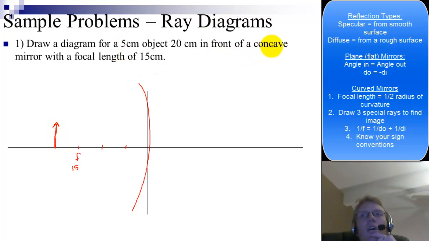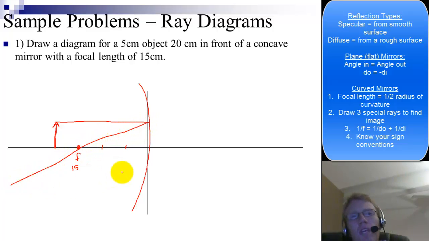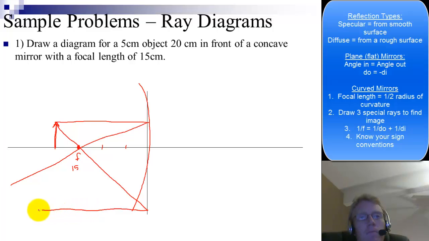Okay, this is a concave mirror, so the focal point is here in front of the mirror. And our 3 special rays. The first one says, if you come in parallel, you bounce out through the focal point. So this one is going to bounce out through the focal point. The second one says, if you come in through the focal point, you bounce out parallel. So this one comes in through the focal point and bounces out parallel. Put some arrows on these.